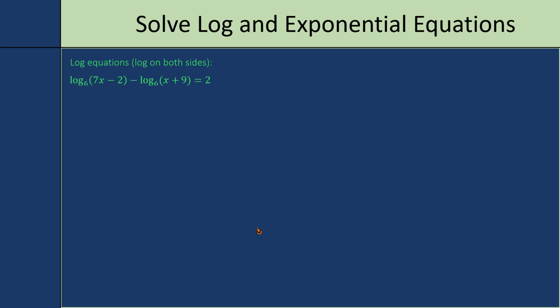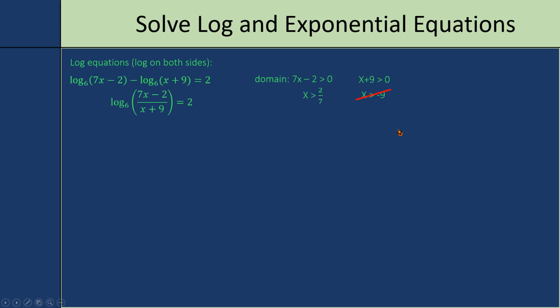So here, log base 6 of something minus log base 6 of something equals 2. See, they're both log base 6, so there you can combine them, right? But do the domain. 7x minus 2 is greater than 0. So that means x has to be larger than 2/7. And then over here, x plus 9 is greater than 0, so x has to be greater than -9. You see, greater than -9 won't matter anymore. It has to be greater than 2/7.